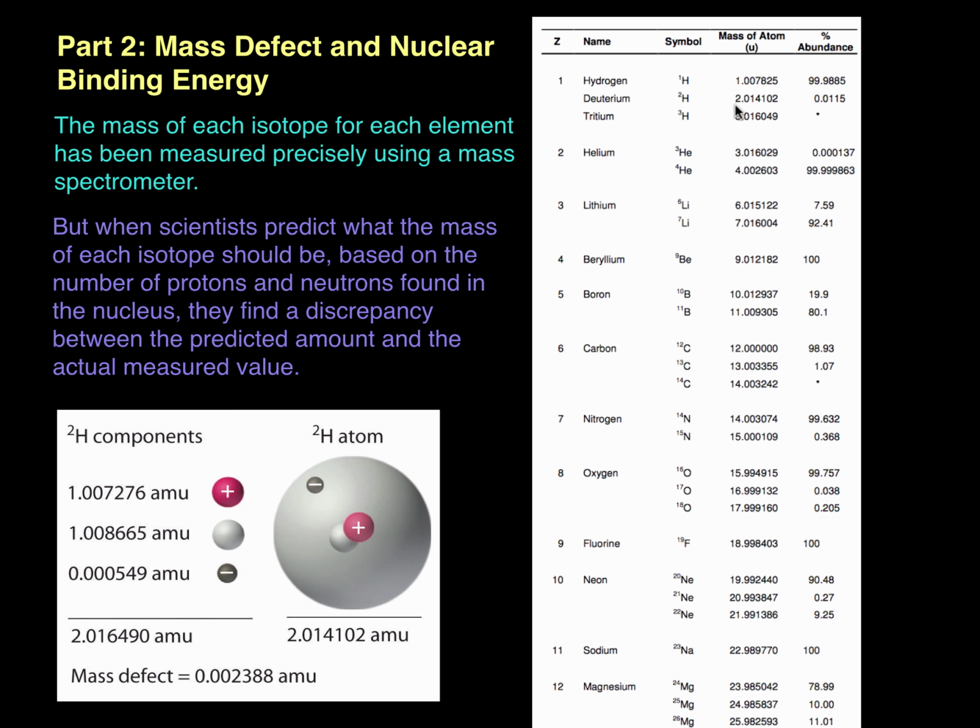For example, if you look at the deuterium isotope of hydrogen, the measured mass of deuterium is 2.014102. But if you look at the components of the hydrogen nucleus, for deuterium you have 1 proton, 1 neutron, and 1 electron, and you add the mass of each of these together, you get 2.016490. There's a discrepancy between these two masses, and this discrepancy is called the mass defect.